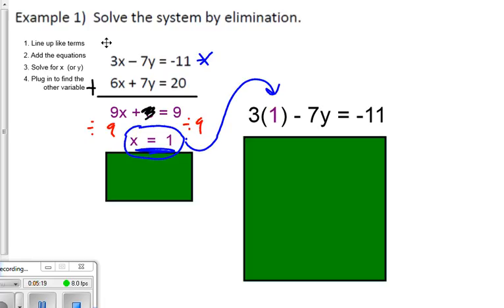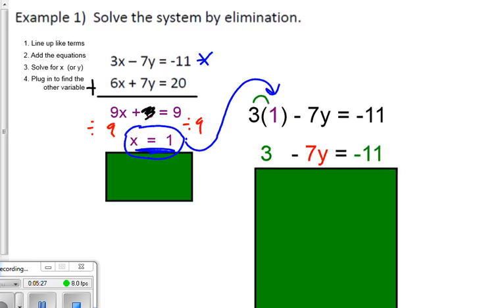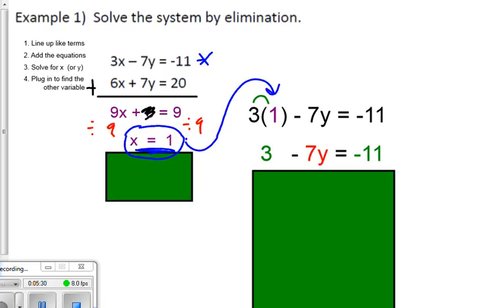So I wrote the 1 in purple so you can kind of see that it came from the x. Now that we multiply everything out and simplify it, 3 times 1 is going to be 3. And that's no longer an x term, it's a constant because it's just the 3. So that's written in green.